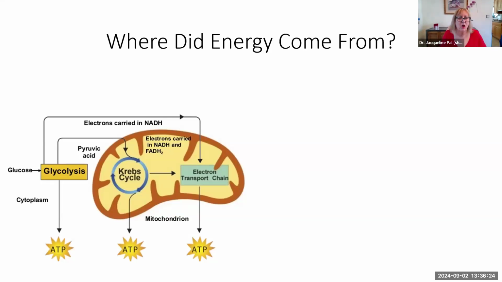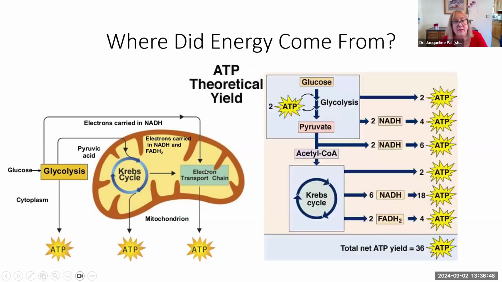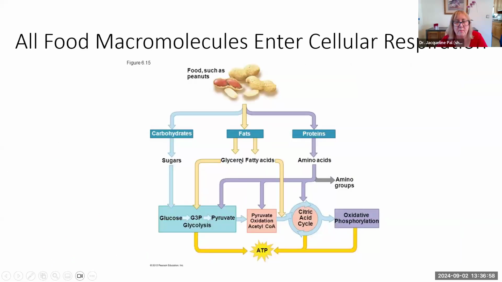So where did we make our energy? We talked about energy being made in glycolysis, energy being made in the Krebs cycle, and energy being made in the electron transport chain. The energy in the electron transport chain was being made from the electrons being carried from the NADH and the FADH2 from the glycolysis and the Krebs cycle. So in a perfect world, we would have a net yield of 36 ATP for one glucose molecule.